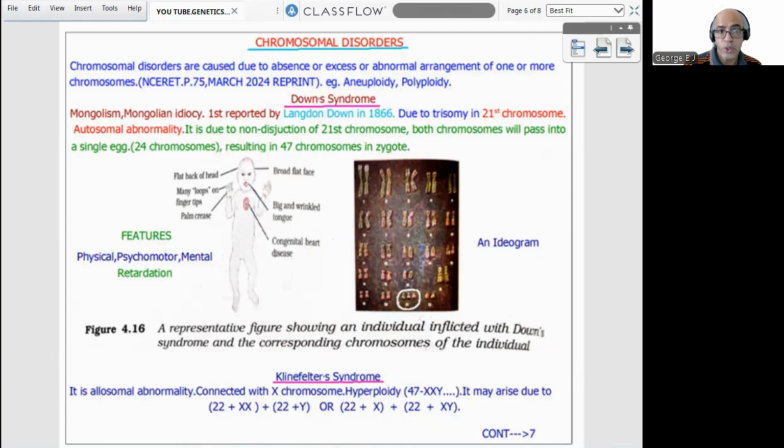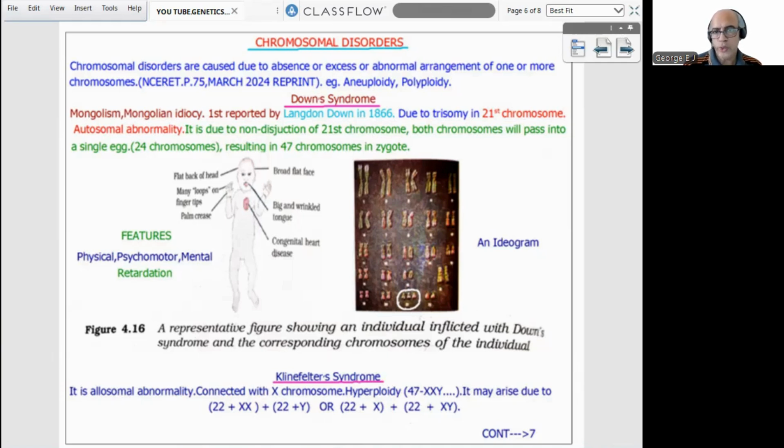It is an X-linked allosomal abnormality connected with the X chromosome. Here it is normally hyperploidy, 47, above 46. How does this 47 or higher level come? It may arise due to a combination you can find. Either you can find 2X in the gamete and the male is normal, so 44 plus XXY. Or the female is normal and the male is abnormal, again 44 plus XXY. This is how Klinefelter syndrome, hyperploidy, is caused.